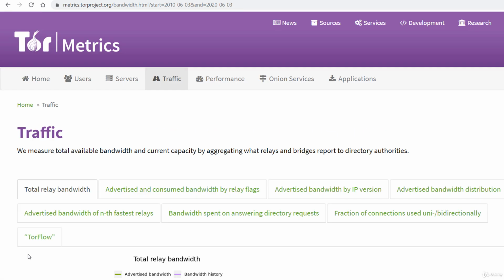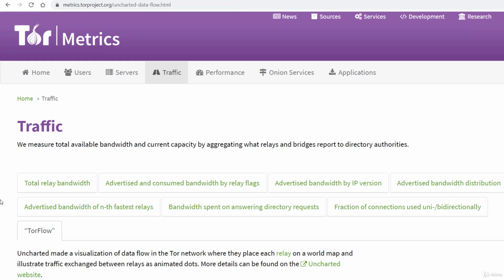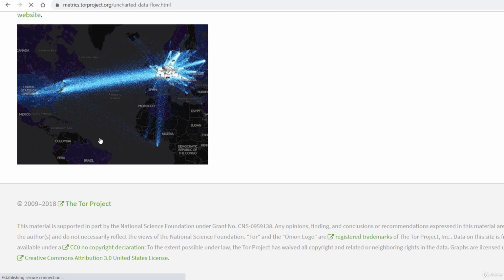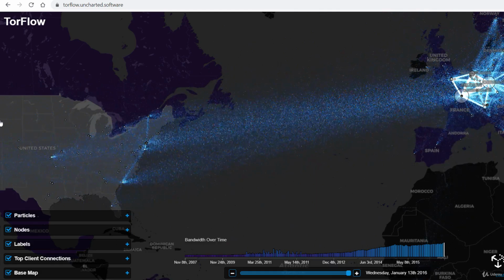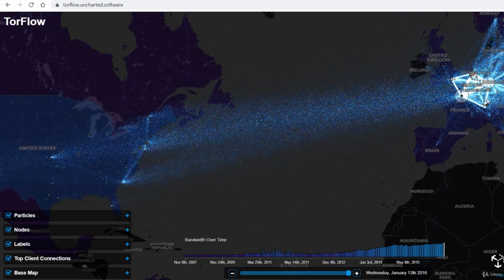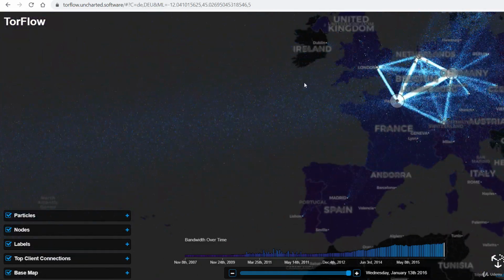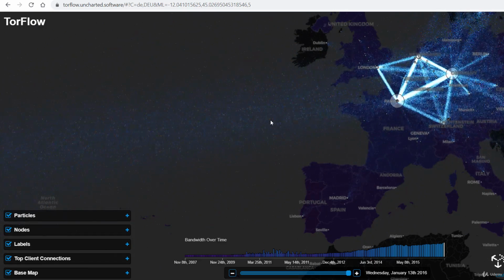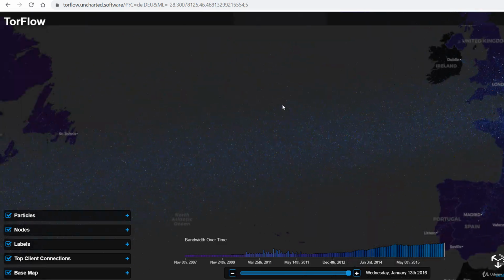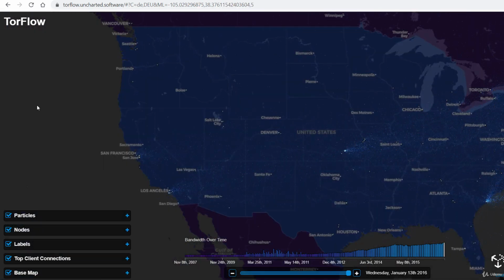Let me show you something else that's also quite interesting. This is a live representation of Tor traffic. If we take a closer look, we see that most of the Tor relays operate in Central Europe and in the US, especially on East and West coasts. Tor is often used by journalists and activists, particularly when they are working in hostile states.